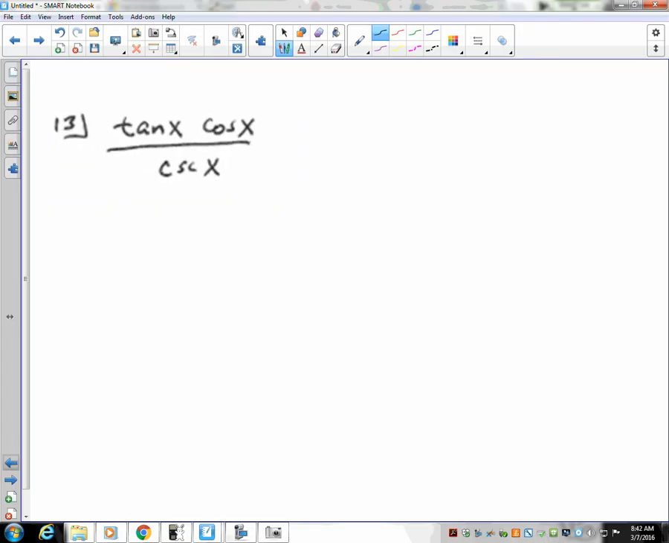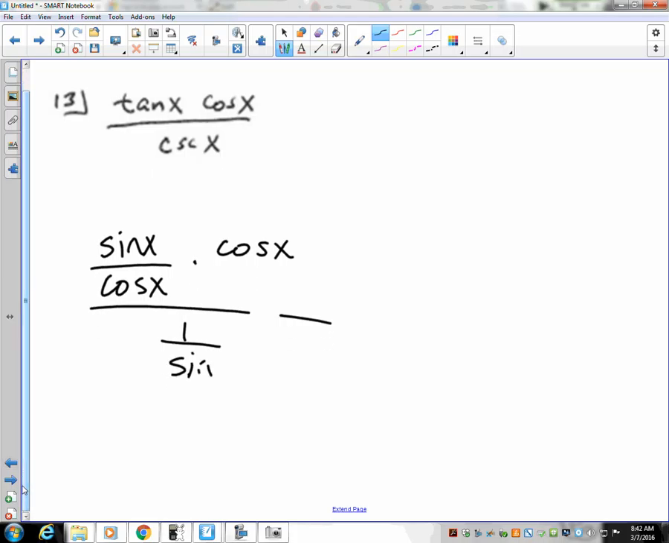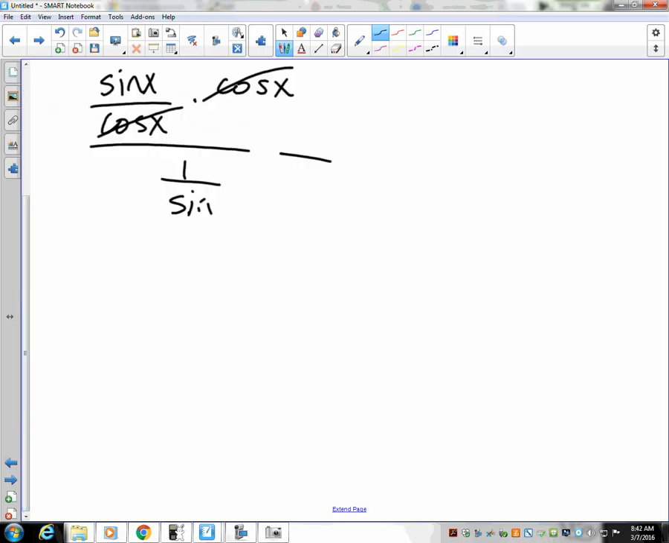Now number 13, we've got a lot of multiplication, so I'm going to try to change everything to sine and cosine here. So tangent would be sine x over cosine x, times cosine x, all over cosecant, which would be 1 over sine. So this is kind of complex. Let's clean it up here. So cosine x cancels. Now this leaves me with sine x over 1 over sine x.